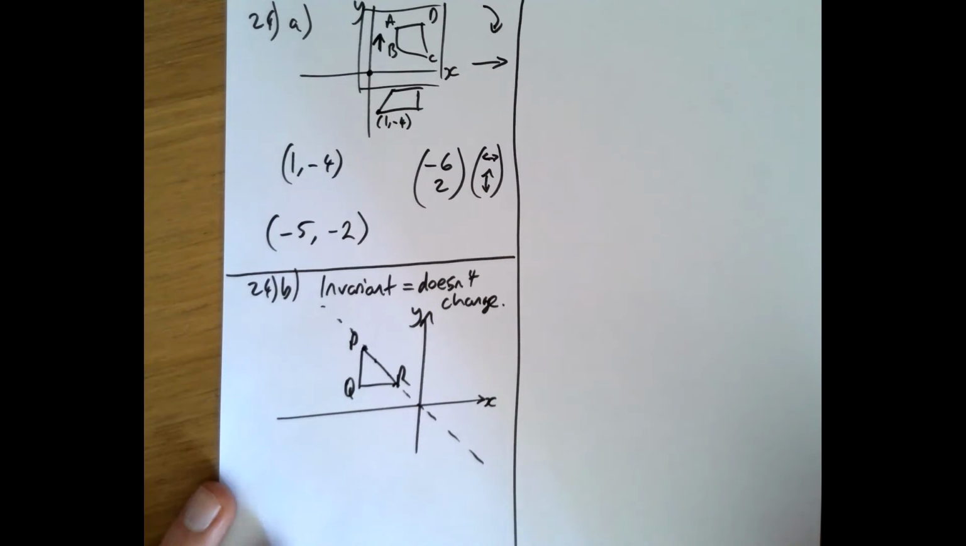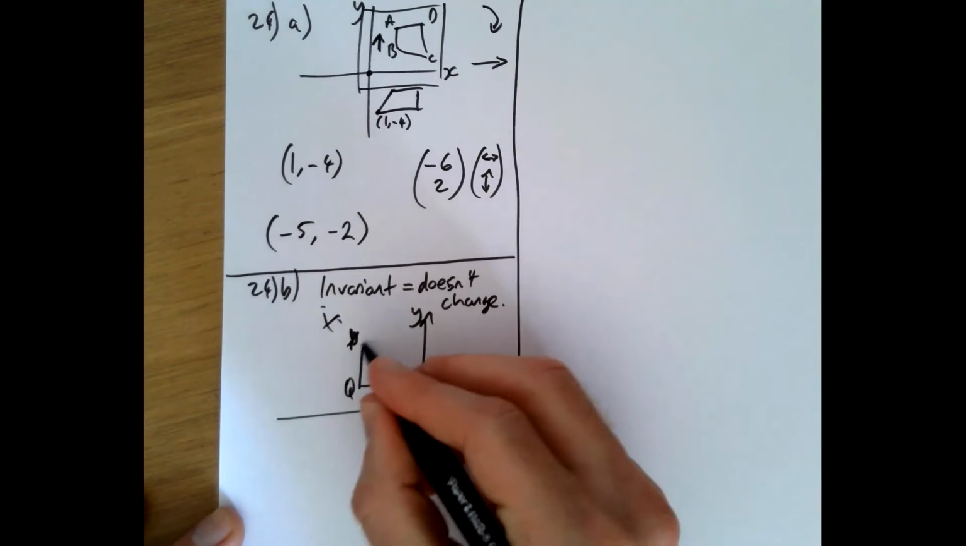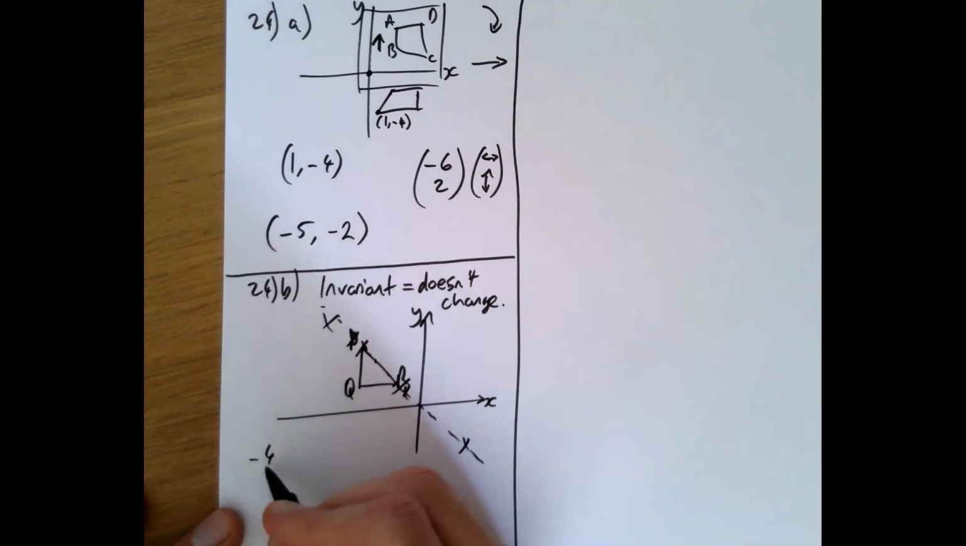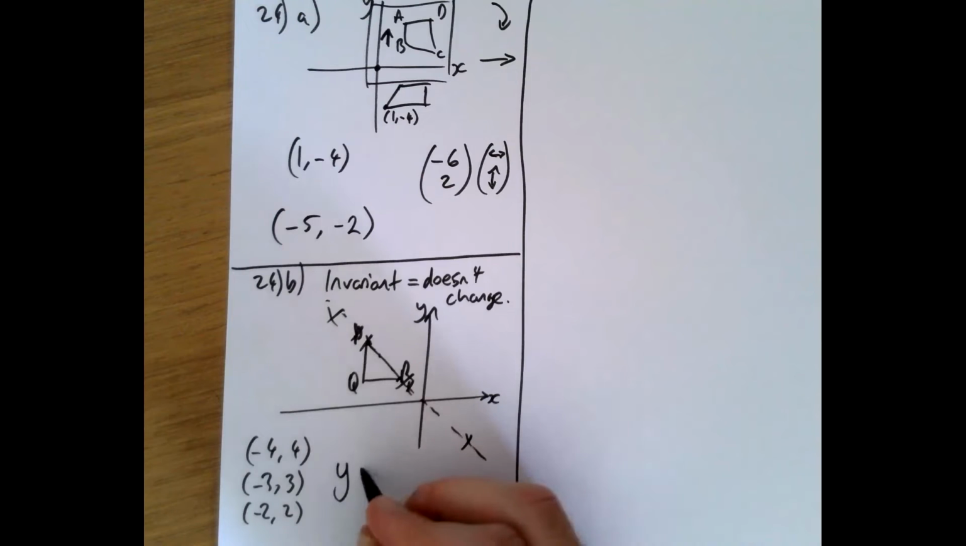And if you don't know, just pick some random coordinates. Right? Just pick P and R or whatever the coordinates are. And what you'll see is that you've got minus 4, 4, minus 3, 3, minus 2, 2, and so on. So the y value is equal to the minus of the x value. And that's the equation of your straight line. Okay, so y equals minus x.